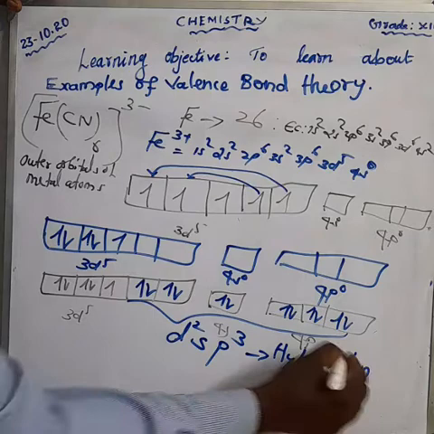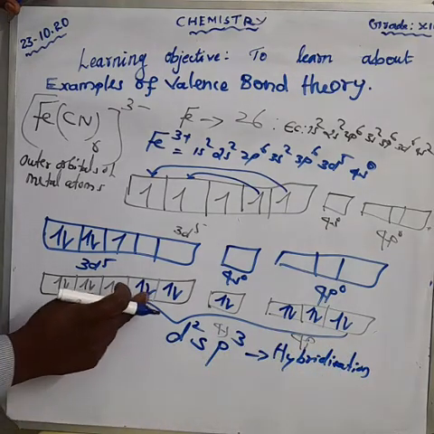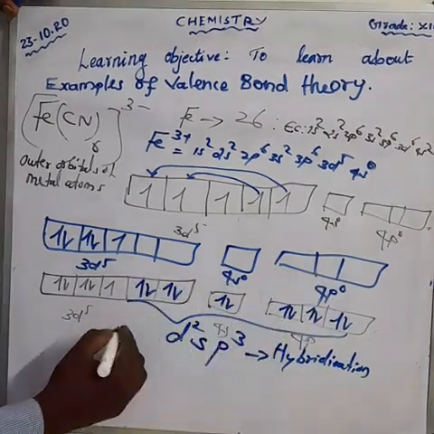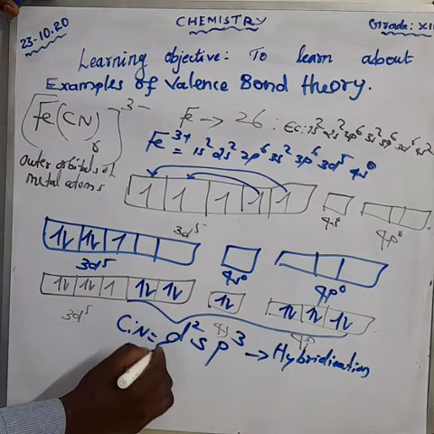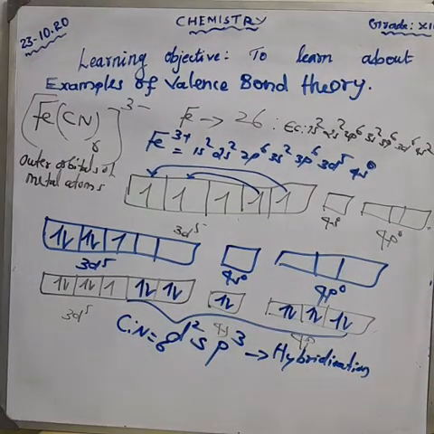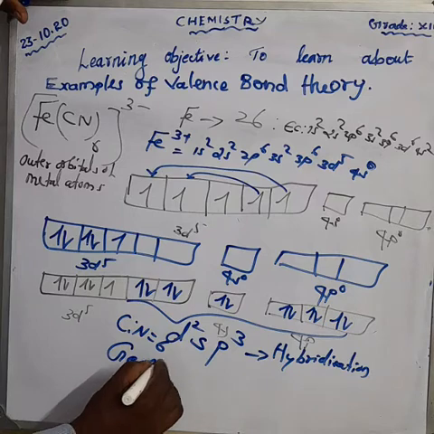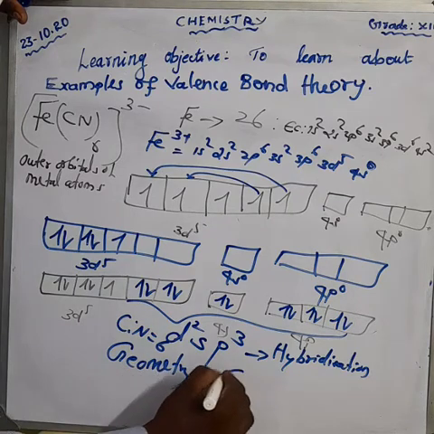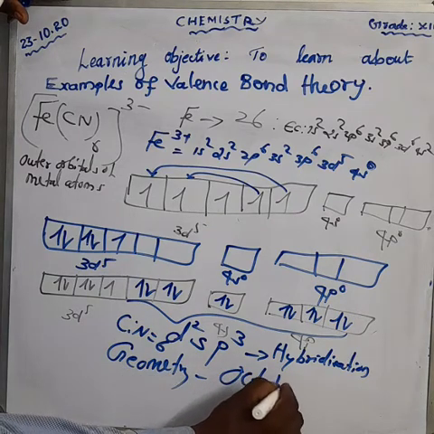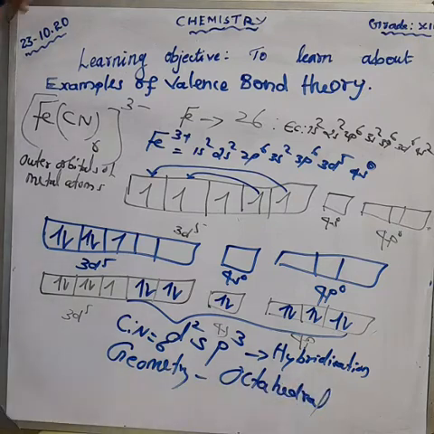So here what is the coordination number? 1, 2, 3, 4, 5, 6. The coordination number is equal to 6. So for d2sp3 hybridization, what is the geometry? It is an octahedral geometry.